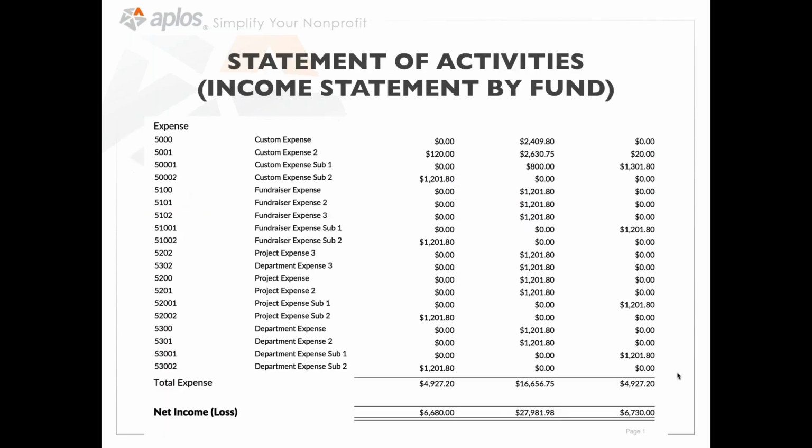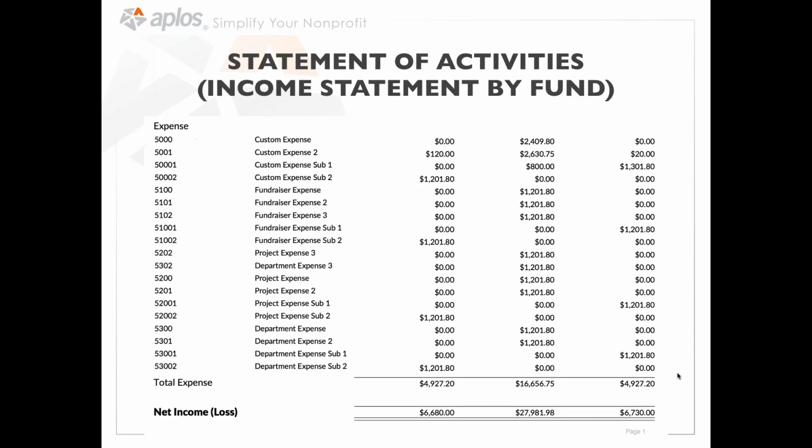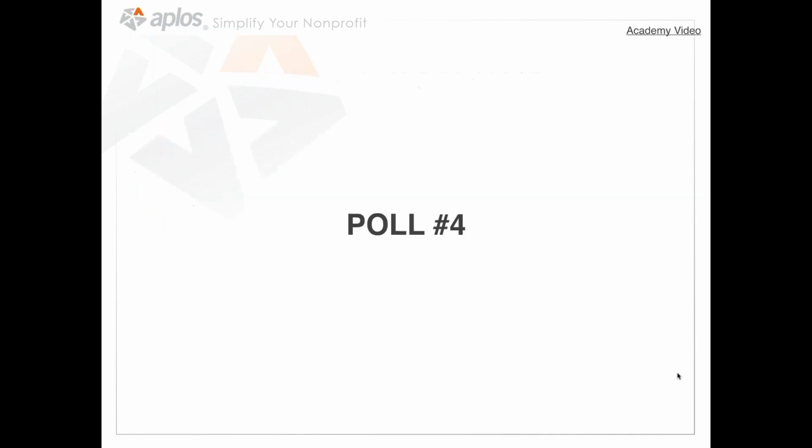Then the net income is what we saw up here. So that's the net income there from the bottom. So the beginning, plus or minus any other movements that have happened, plus or minus any net income or loss, leads you to the ending fund balance, which would be 12/31/16. And those beginning and ending numbers would correlate with the balance sheets as of those days as well. So if you ran a balance sheet as of 1/1/16, it would show here's your building, general, and missions fund balance. Balance sheet as of 12/31 would show you the same balances correlating with the income statement there.